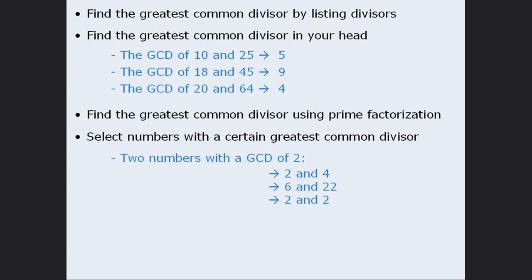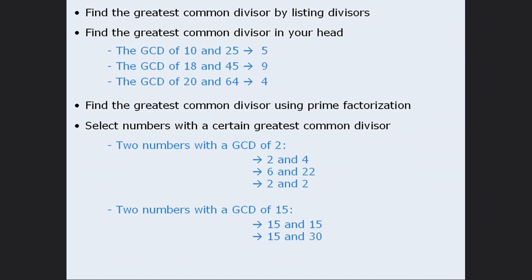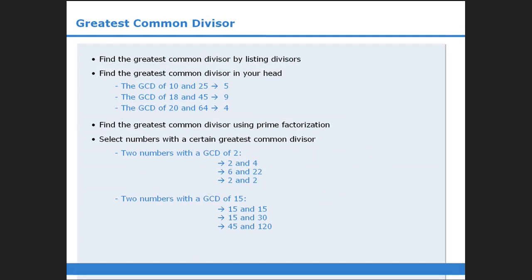Did you get 2 and 2? Their greatest common divisor is 2. Let's try one more. What are 2 numbers that have a greatest common divisor of 15? Well, how about 15 and 15? Or 15 and 30? Or perhaps even 45 and 120. There are many more pairs of numbers that have a greatest common divisor of 15, so see if you can find some more. If you can master all of these skills, you will be well on your way to becoming an expert at greatest common divisors.